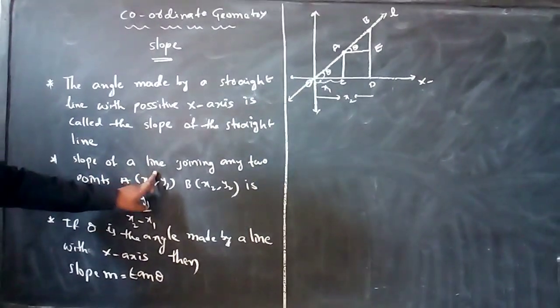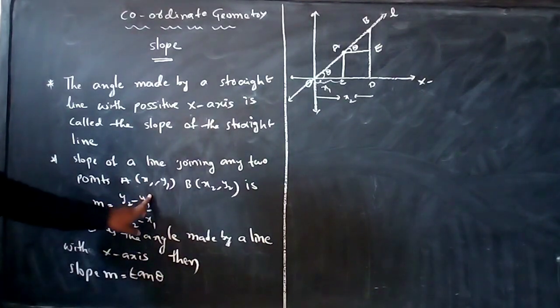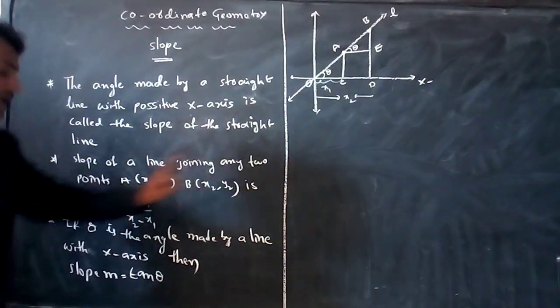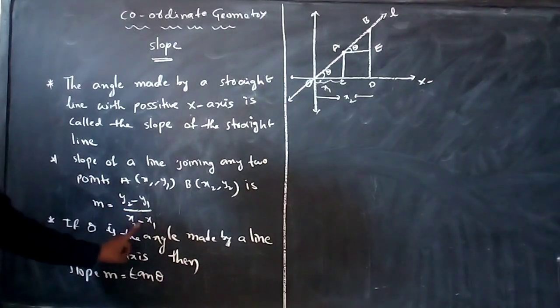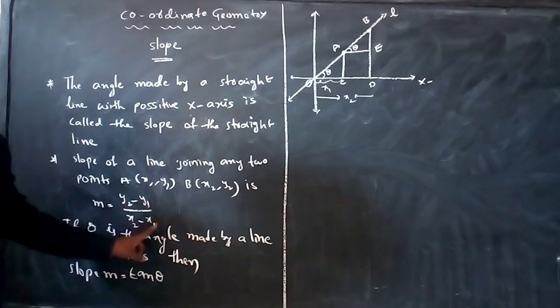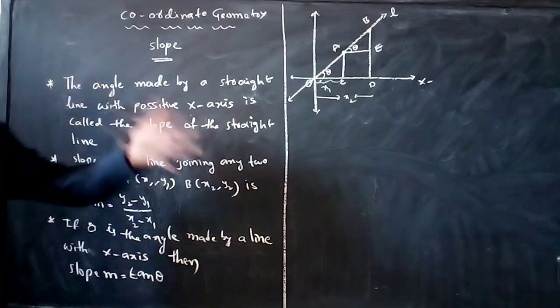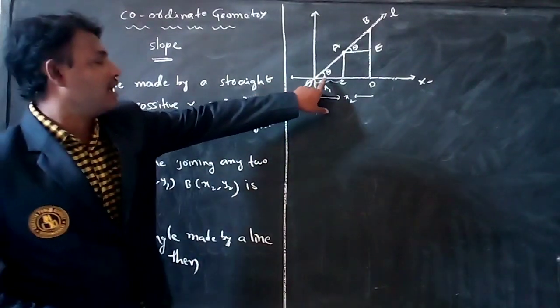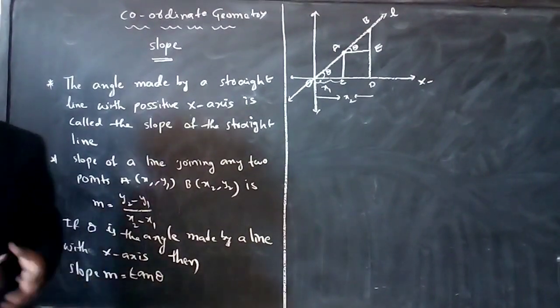Slope of a line joining any two points A (x1, y1) and B (x2, y2) is m equal to (y2 minus y1) by (x2 minus x1). It means the difference of y coordinates by the difference of x coordinates. If theta is the angle made by the line, then m is equal to tan theta.